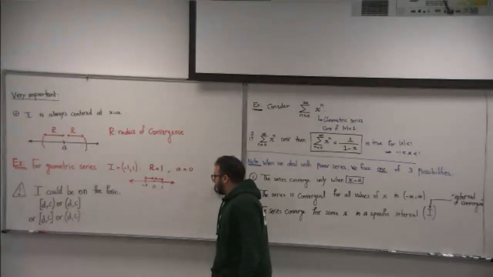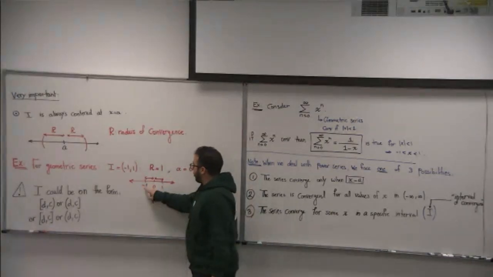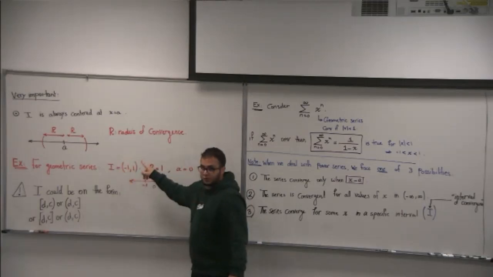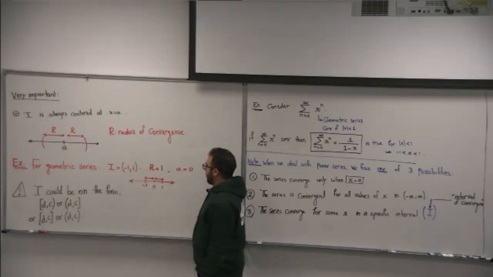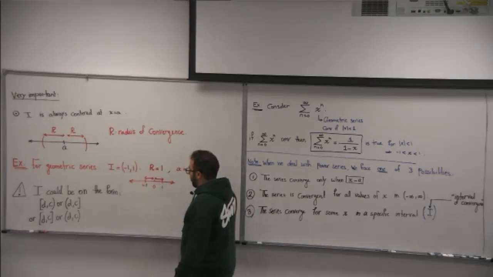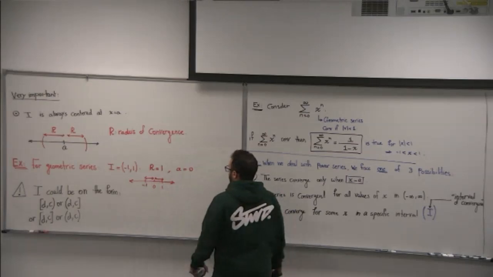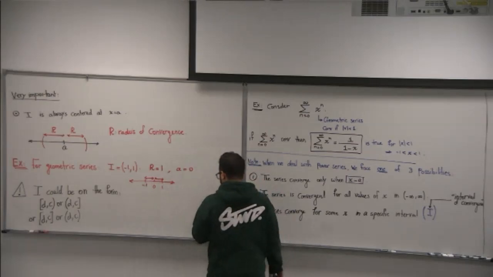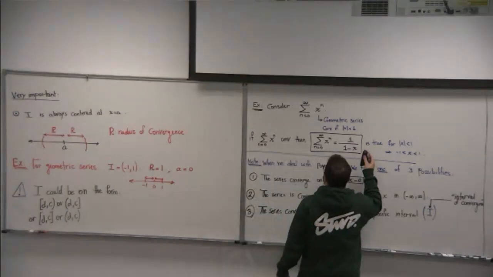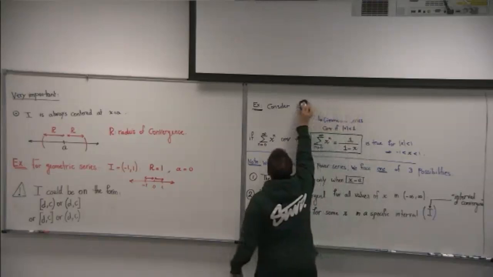Again, this is called the interval of convergence. For example, if it converges at -1, then -1 is contained in that interval. It has to be a closed interval, and so on. But for the geometric series, we know at -1 and 1, it does not converge. Okay, so let's take an example and see how we're going to solve it.